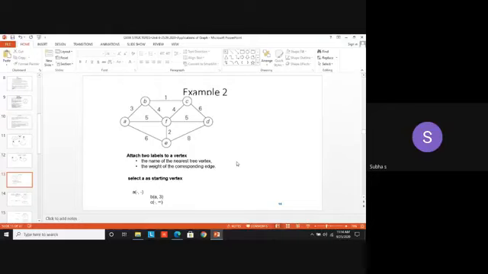Any doubts? Draw this graph structure and apply Prim's algorithm. And I need the minimum cost and the structure of the minimum spanning tree also. So how many nodes are there? 1, 2, 3, 4, 5, 6. 6 vertices are there. These are the weights that are assigned. And it is a connected graph. Before applying Prim's or Kruskal's, you have to check whether the graph is connected or not. Yes, you can take a snapshot and you can solve it later.